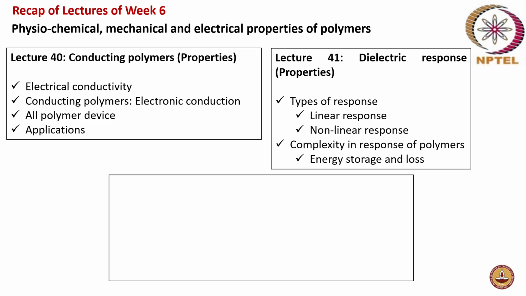This was followed by lecture 41, where dielectric response was discussed. There are two types of responses: linear response, where a material is subject to a lower perturbation and there are no significant structural changes in the material, whereas in case of non-linear response, there's a significant structural change, right? Non-linear response includes yield or fracture mechanics and electrical breakdown. And then the complexity in the response of polymers due to different levels of relaxation, and the material having both energy storage and energy loss were all discussed in lecture 41.